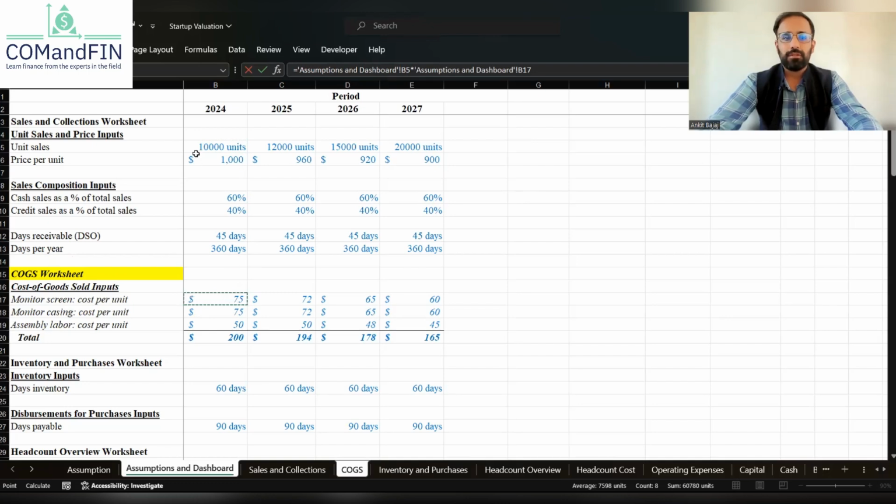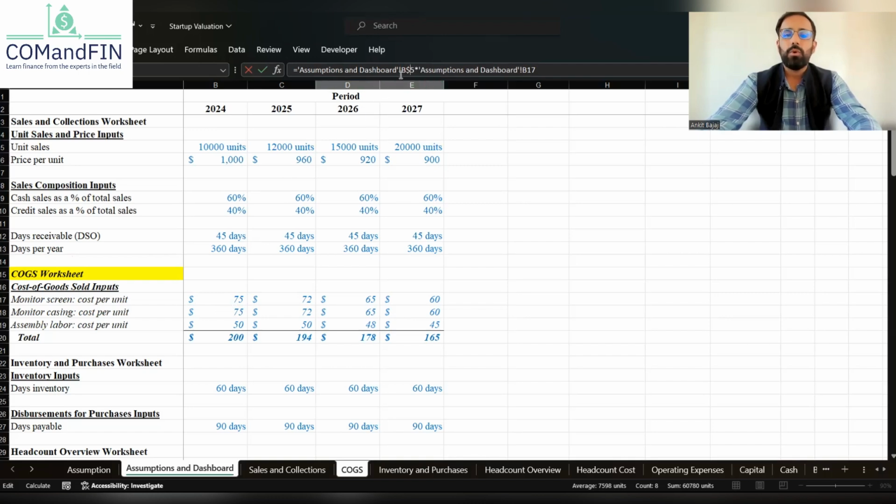But now you have to see here that this 10,000 should be common for each line item, right? This 10,000 units should be common for monitor screen, it should be common for monitor casing, and it should be common for assembly labor. I think you understood, right? So now what we have to do here, we have to freeze this particular row. So I will freeze row number 5 because this should be common.